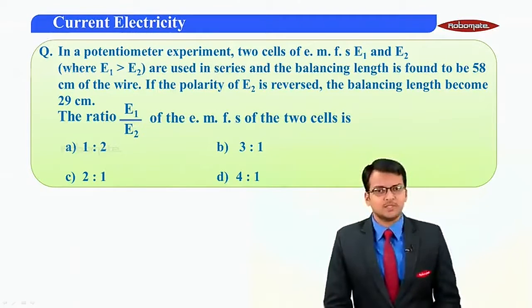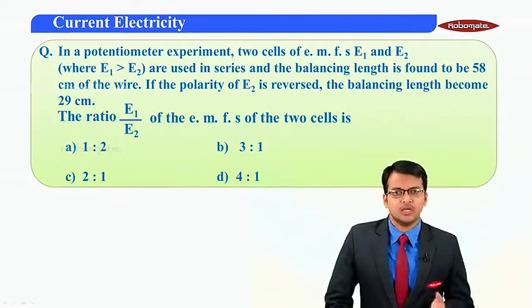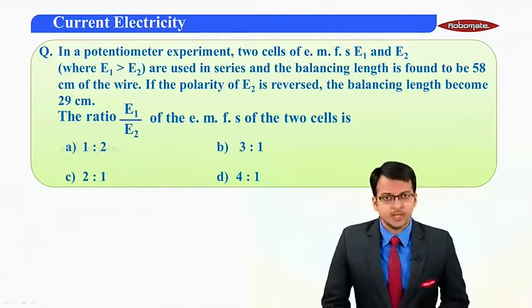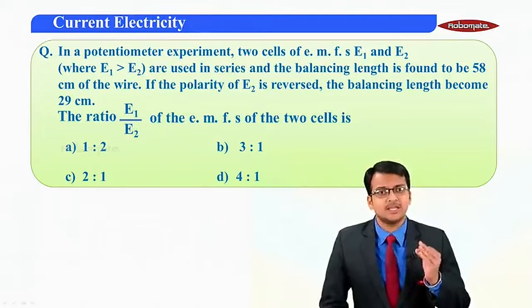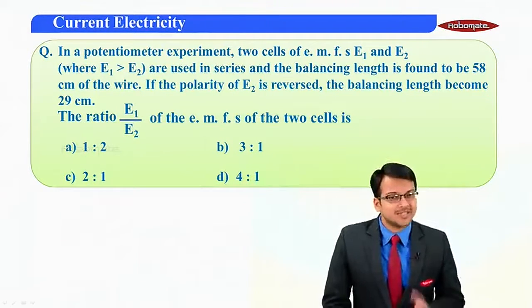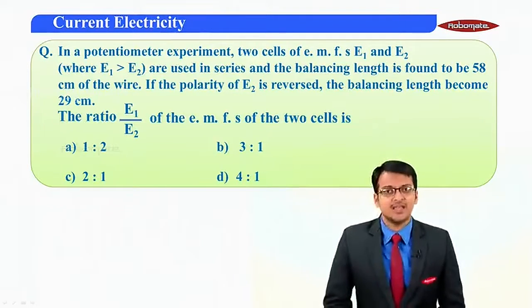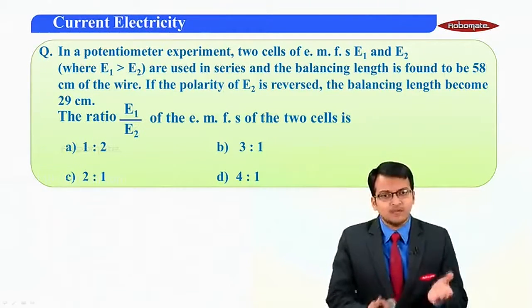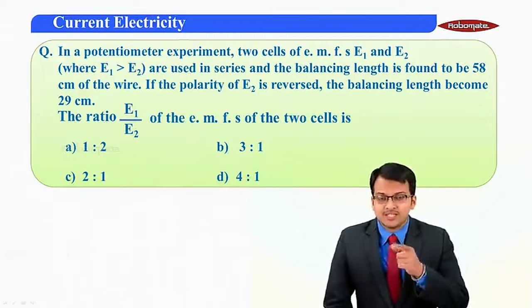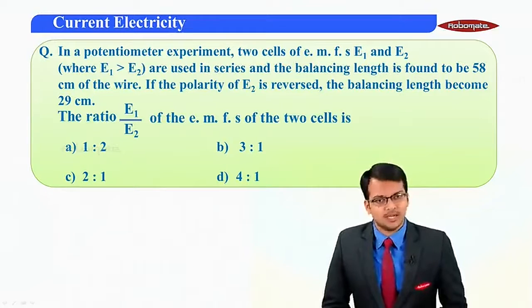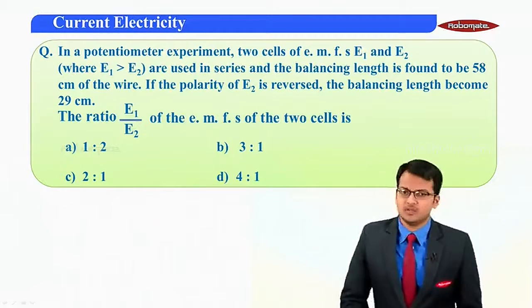In a potentiometer experiment, two cells of EMF E1 and E2 are given, provided E1 is greater than E2. They are used in series. The balancing length was found to be 58 centimeters. This is a case of assisting of cells. Similarly, when the polarity of E2 was reversed, implying a case of opposition, the balancing length became 29. I am supposed to find the ratio of E1 upon E2.